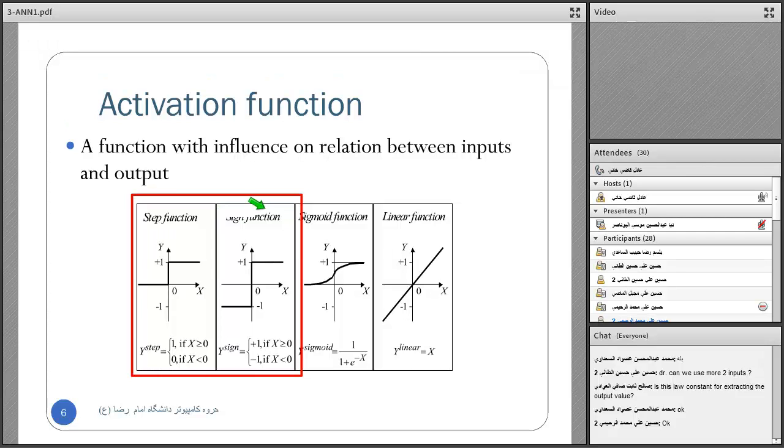You see that this sign function: if x is positive, the sign function is +1, and if x is negative, the sign function is -1. So it has only two outputs, +1 or -1, depending on whether the input is positive or negative. This is the sign function that we use in the perceptron classifier as the activation function.